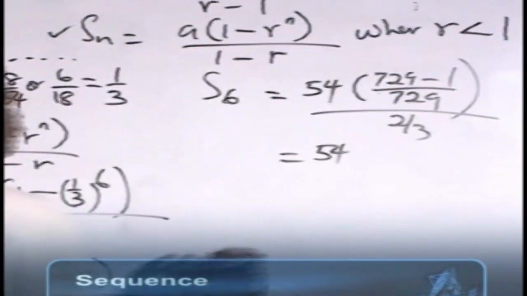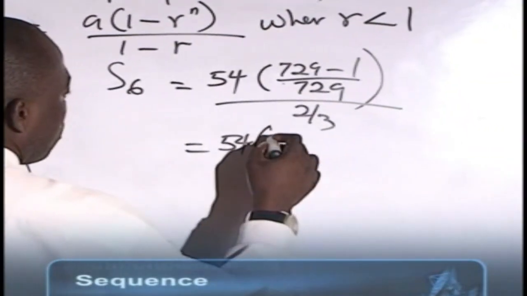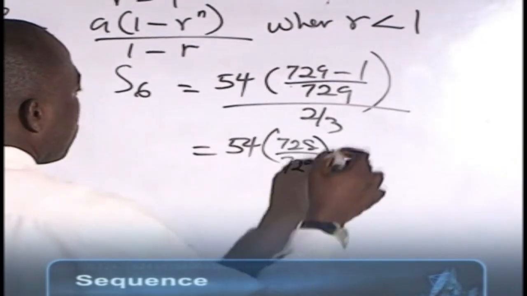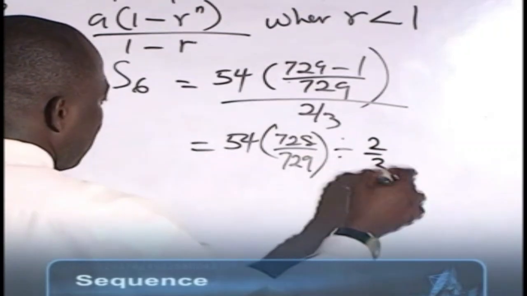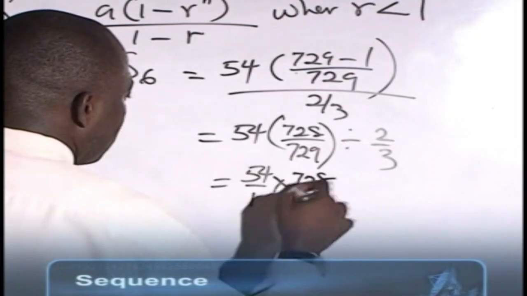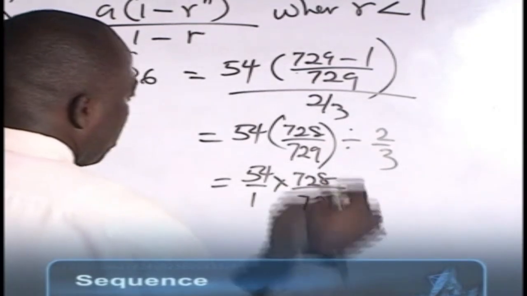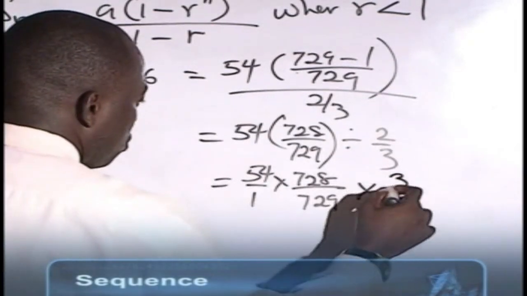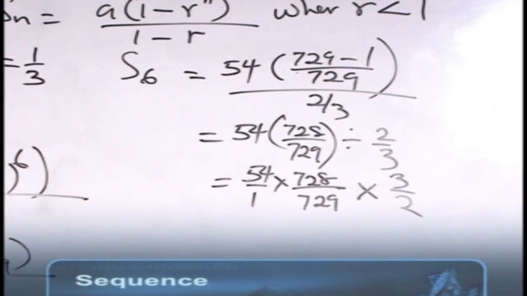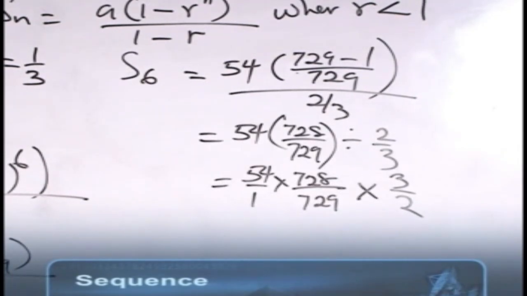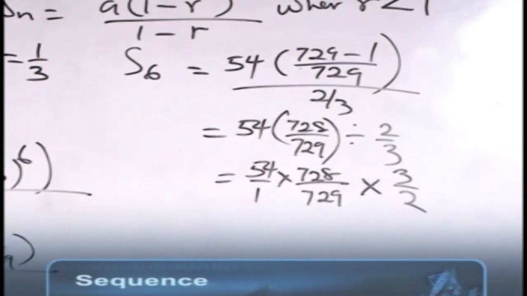Again, you have 54. And then you have 7 to 8 divided by 7 to 9, divided by 2 over 3. Eventually, you have 54 over 1 times 7 to 8 divided by 7 to 9. When you change this division sign to multiplication, the 3 goes up, 2 comes down. So we can now cut. And if you cut, what you're going to have is very, very simple.